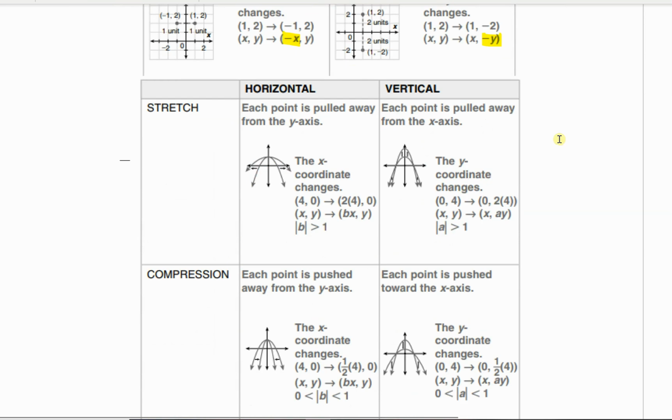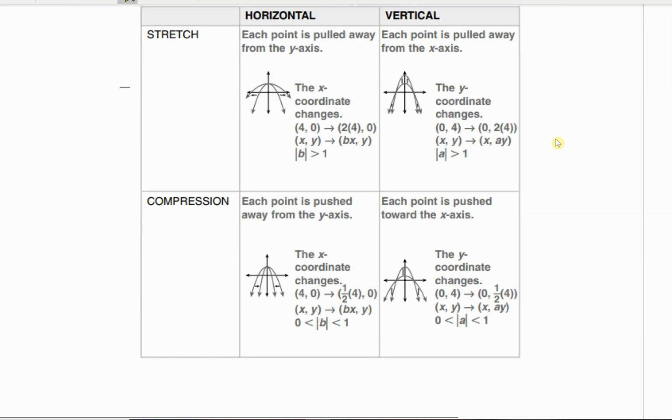All right, the last type, and I'm not even going to go back to the textbook, we'll just do it right here, are what we call stretches and compressions. Stretches, obviously, are making things bigger, and compressions are making them smaller. So you're thinking bigger or wider. Here we're making it smaller or more narrow. I don't know if narrower is a word, so we'll just say more narrow.